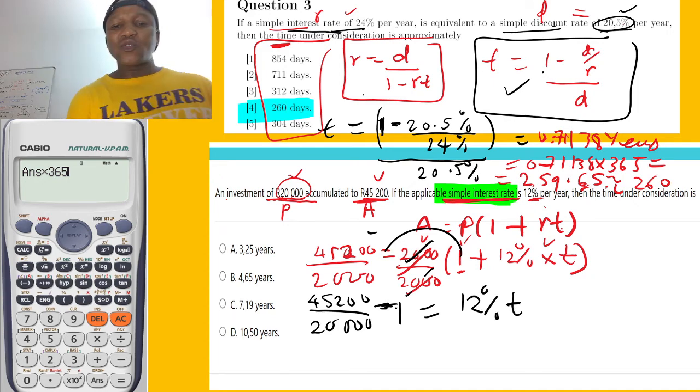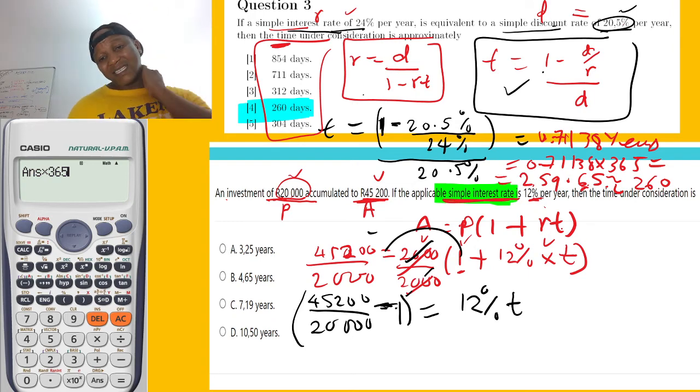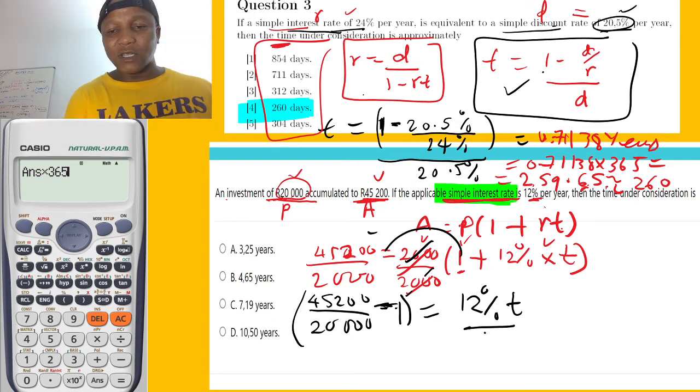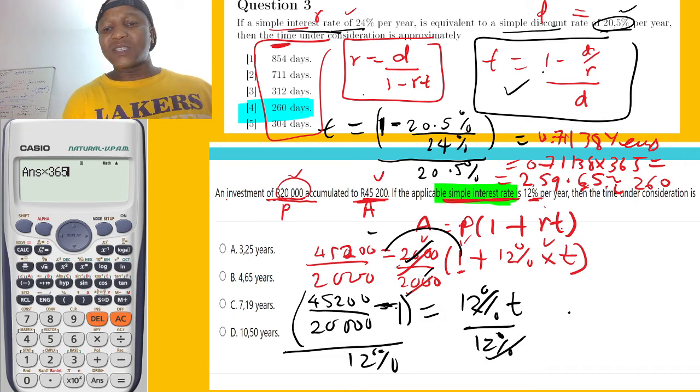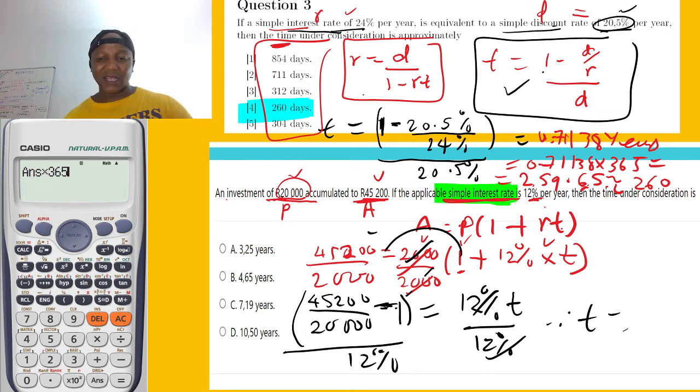Now let me just put brackets so you know. I want to get the value of T. If you want to get the value of T, divide by 12% throughout, so this cancels. Then finally T equals, we plug in the calculator exactly what we have there.